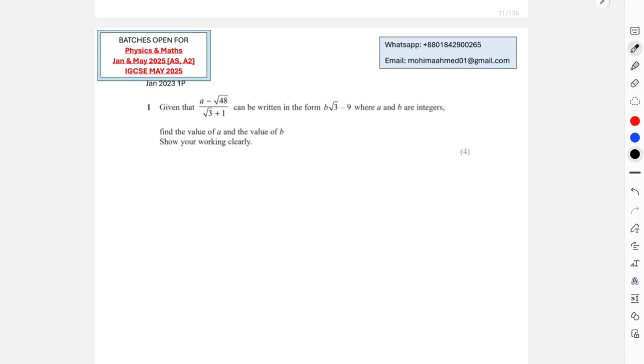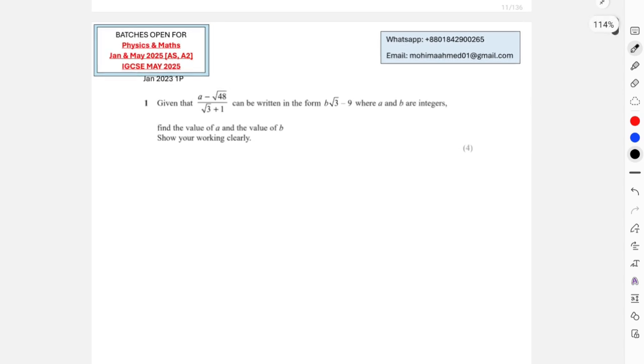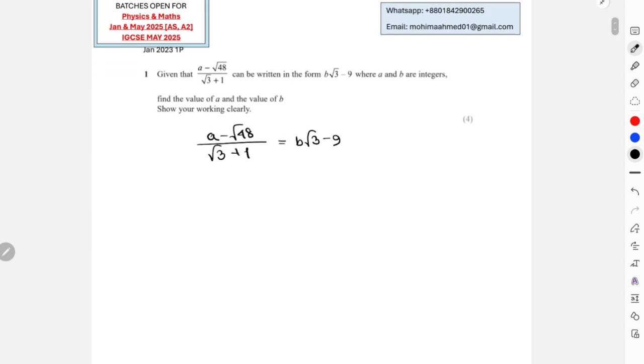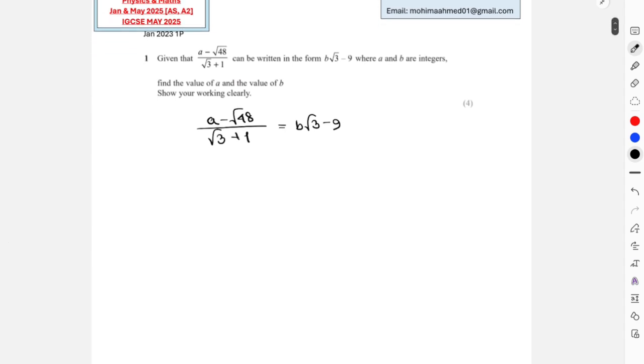You have to represent this fraction so that it can be written as b root 3 minus 9, where again a and b are integers, and you have to find out the value for a and b. I can clearly understand that if this fraction can be written in this format of b root 3 minus 9, that means they are equal to each other, right? So I'll start writing the equation: a over root 3 plus 1 is equal to b root 3 minus 9. Over here, my main motive is to simplify the left hand side, because I cannot simplify the right hand side. So in that case, I'll just take this denominator to the right hand side.